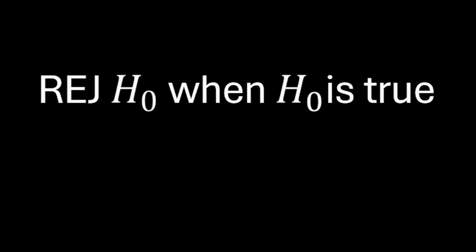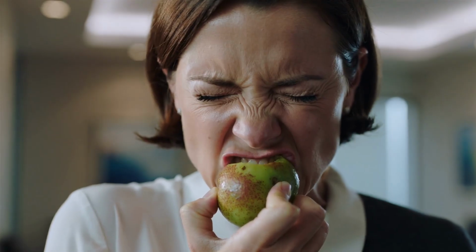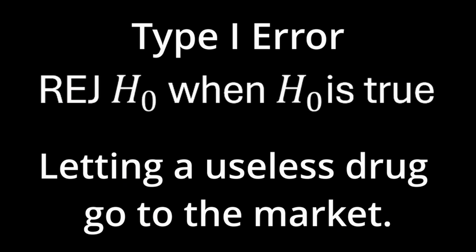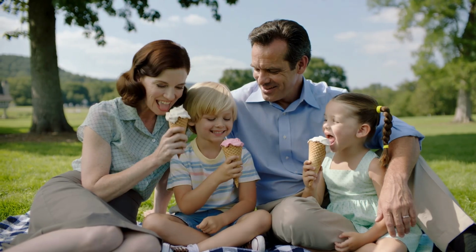2 of those outcomes are errors. The statistician who rejects the null hypothesis when the null is true commits what is called a type 1 error. This would be like letting a useless drug go to market for people to use, in spite of no efficacy. Such people, recipients of the bitter fruits of a type 1 error, would be exposed to potential risks with no benefits. Bad deal, right? Fortunately for humanity, however, we can design the statistical hypothesis test to make this probability arbitrarily small. Good deal for us, right?